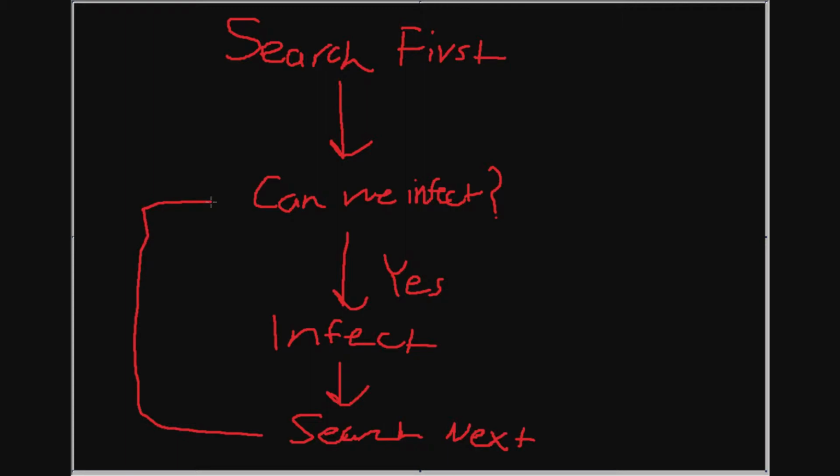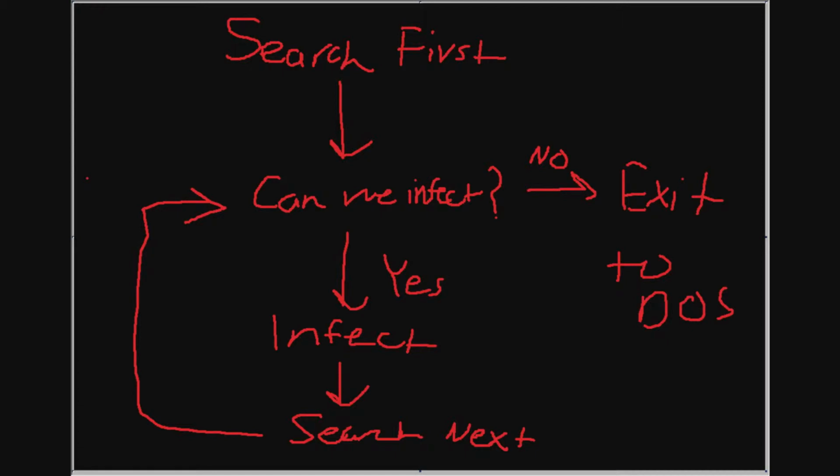And we're going to go back here. So this is our infection loop, as you can see. Search next, and then can we infect? If the answer is no, however, we're going to exit to DOS. So this is what our algorithm for an overwriting virus looks like.